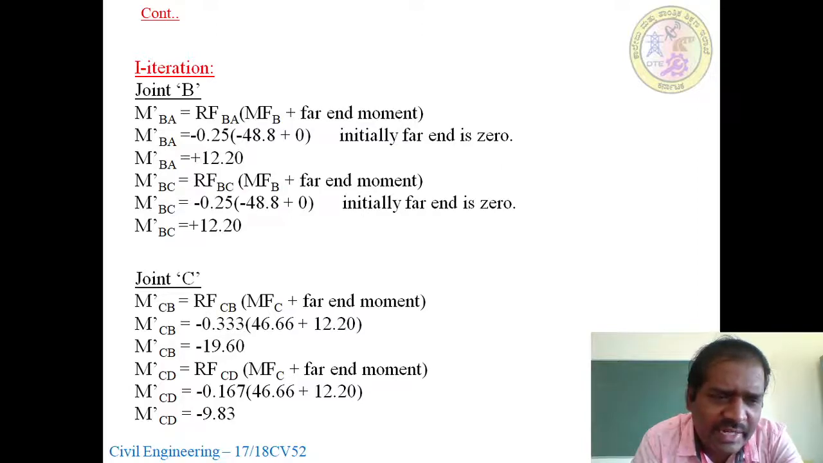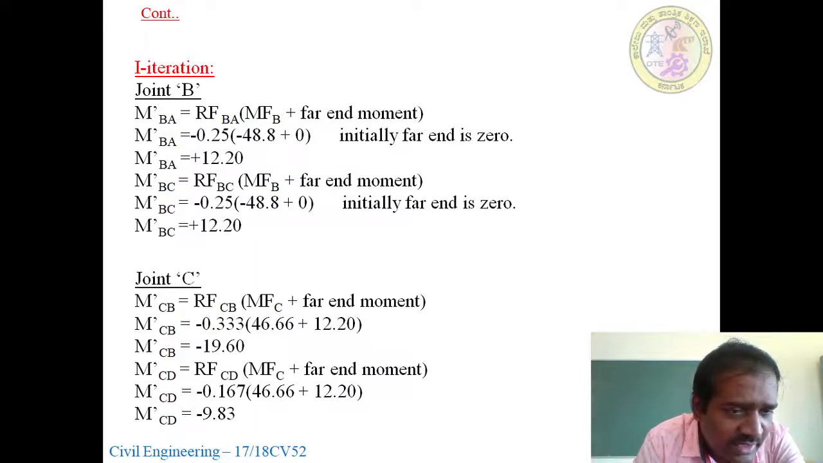Now come to the M dash CD. Rotational factor of CD, MFC plus far end moment. So minus 0.167 into 46.66 plus 12.2. See here, for CB and CD, only one far end value because we are considering the joint C. Joint C has only one far end moment, that will be M dash BC, because M dash DC will be 0. So we should not consider that. M dash DC is 0, only the BC will be the far end value.